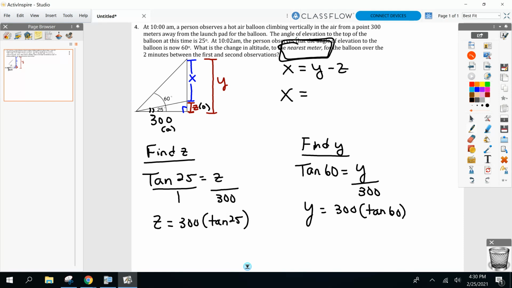But here's one way to go about this problem. And yes, there are other ways I'm seeing right now that I could have solved for x without using tangent.